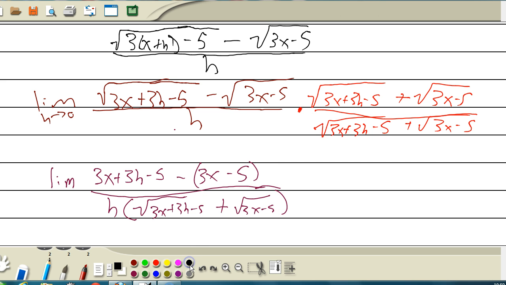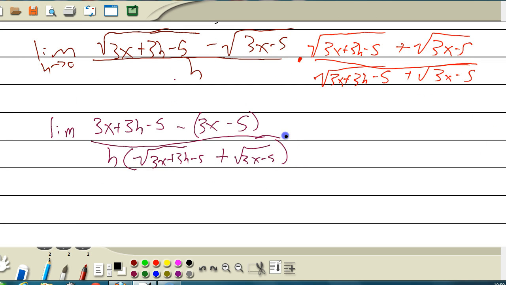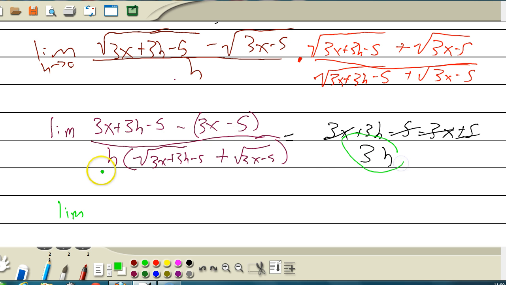Alright, so let's go ahead and simplify. I'm not going to write the bottom again, that's too much work. I'm lazy. So it's 3x plus 3h minus 5 minus 3x plus 5. We're going to go ahead and cancel out. So 3x minus 3x cancels out, minus 5 plus 5 cancels out. You're left with just 3h. Alright, so now we have the limit. So all this simplifies to just this: the limit of 3h divided by h times the square root of 3x plus 3h minus 5 plus the square root of 3x minus 5.